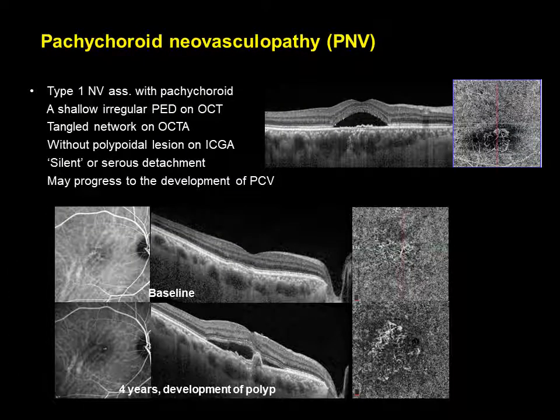I'll move on to the next topic, unusual presentations of pachychoroid neovasculopathy that may cause diagnostic and therapeutic challenges. Pachychoroid neovasculopathy is a type of neovascularization associated with pachychoroid, typically presenting with a shallow irregular PED on OCT and a tangled vascular network on OCT angiogram. Diagnosis of PNV is limited to cases without definite polypoidal lesions on ICG angiogram. However, there is still controversy over this point. Pachychoroid neovasculopathy may be silent or accompany subretinal fluid and may progress to the development of polypoidal lesions.